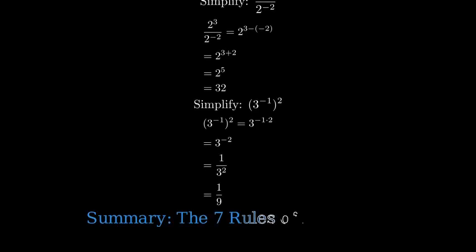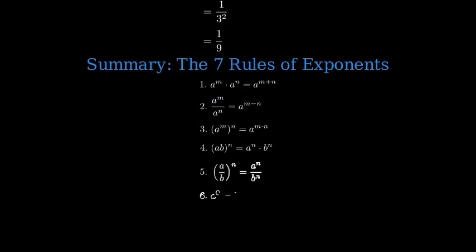To summarize, we've learned the 7 fundamental rules of exponents. The product rule: add exponents when multiplying powers with the same base. The quotient rule: subtract exponents when dividing powers with the same base. The power of a power rule: multiply exponents when raising a power to another power.